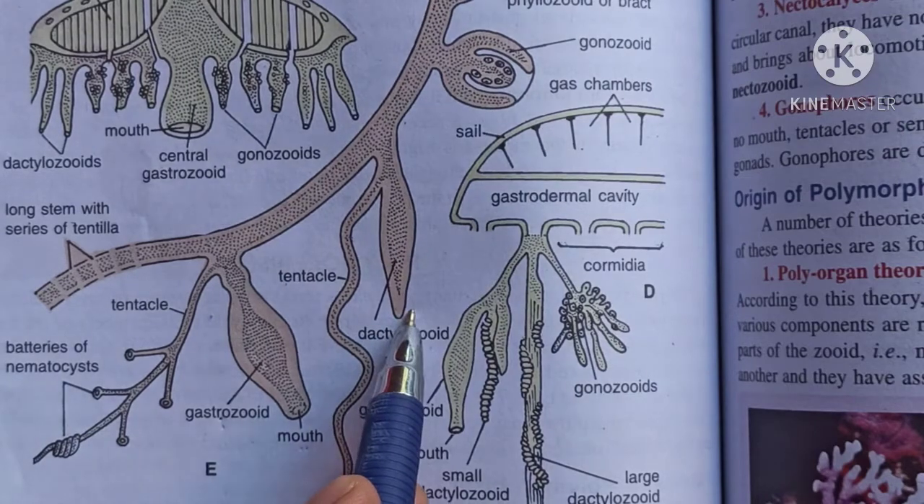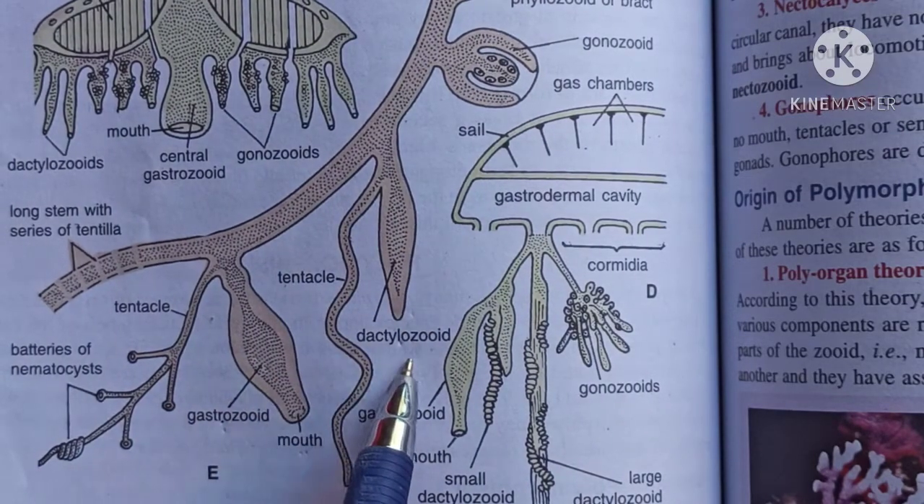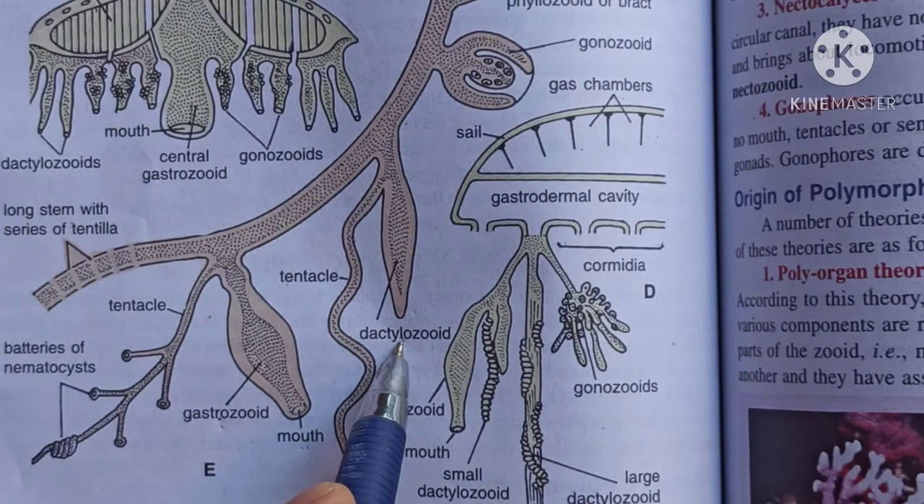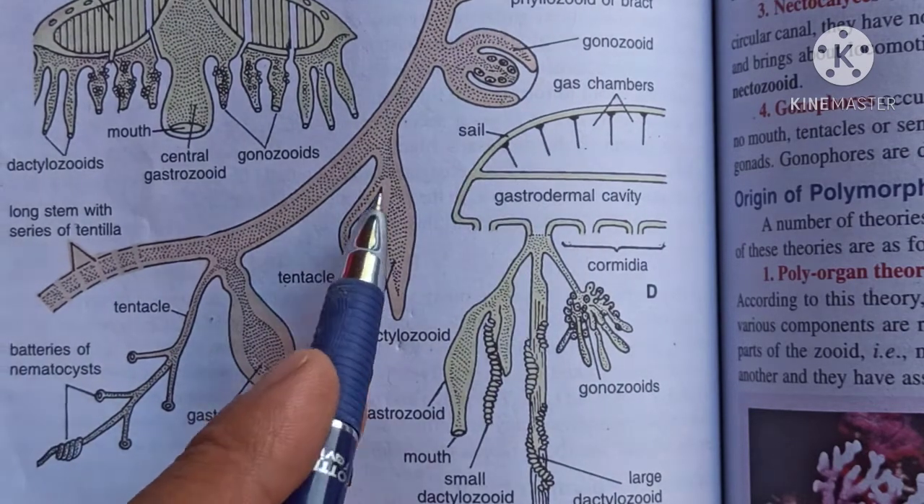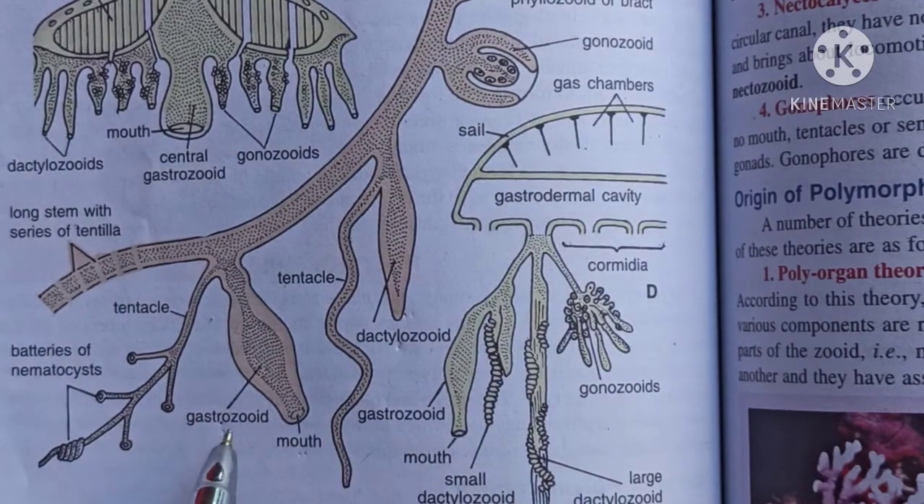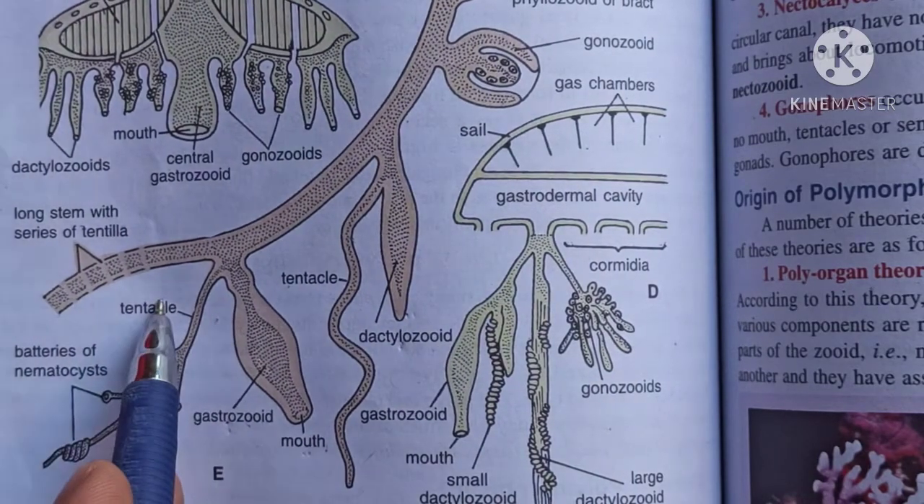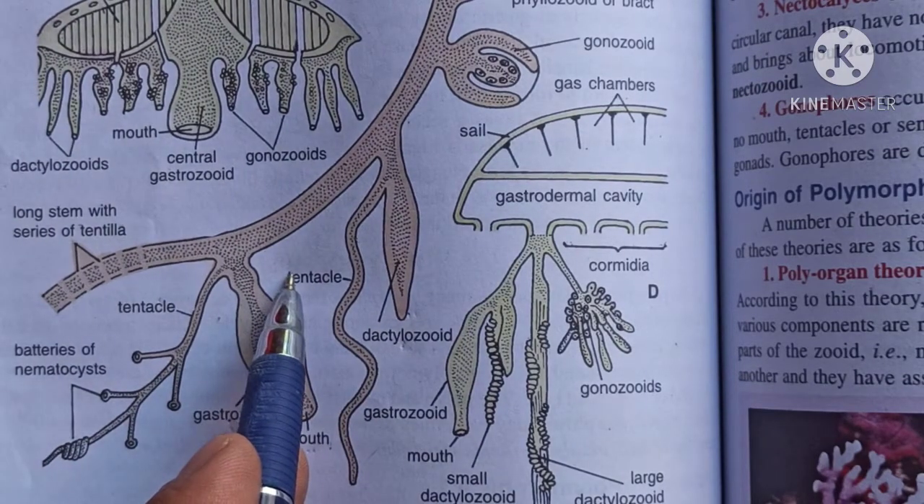Mouth is absent. Only a long tentacle is present and therefore it helps in defense mechanism. Or you can say that the dactylozoids are used for defense and they have only a tentacle and mouth is absent. But in case of gastrozoid, mouth and tentacle both are present. But in dactylozoid, only tentacle is present.